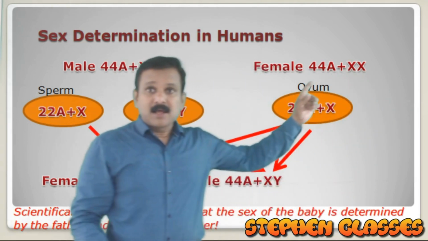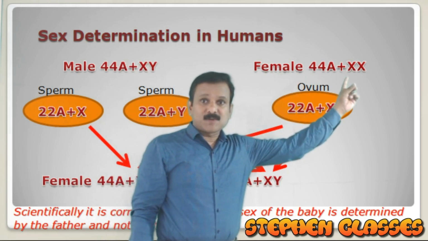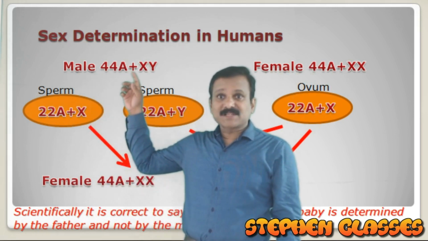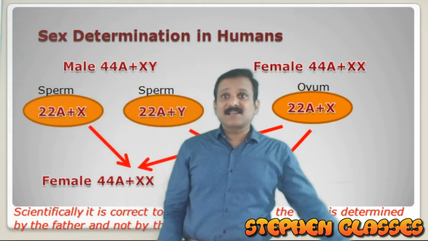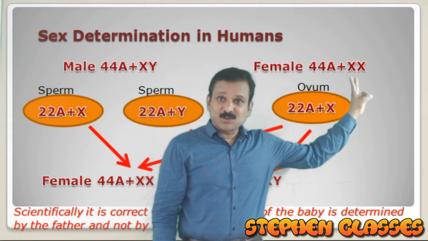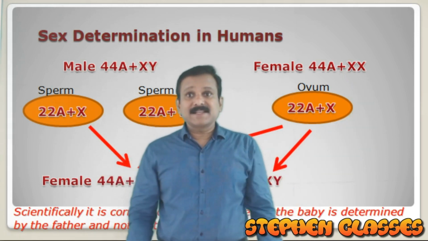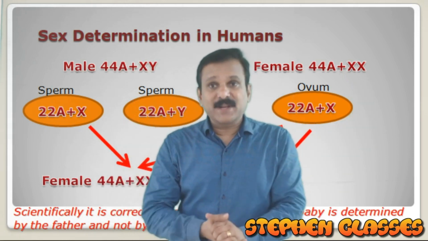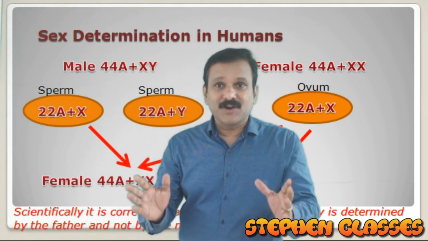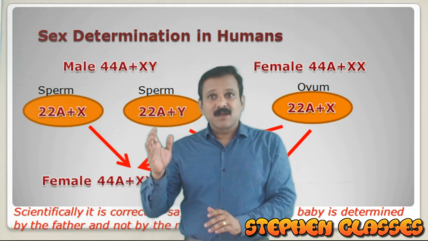Whereas in female, there will be 44 autosomes and 2 X chromosomes. So that is the condition. In male, the sex chromosomes are X and Y, whereas in female, the sex chromosomes are X and X, or 2 X chromosomes. Now, during gamete formation, there will be a reduction division or a meiotic division.